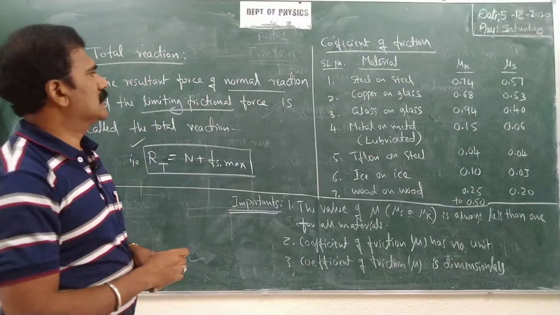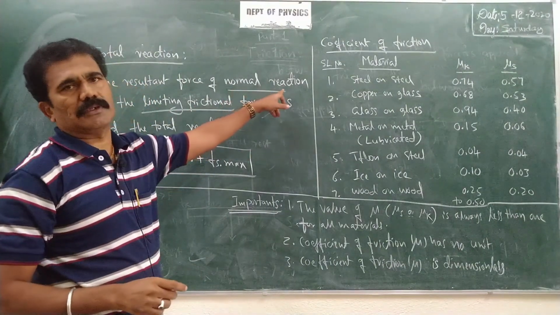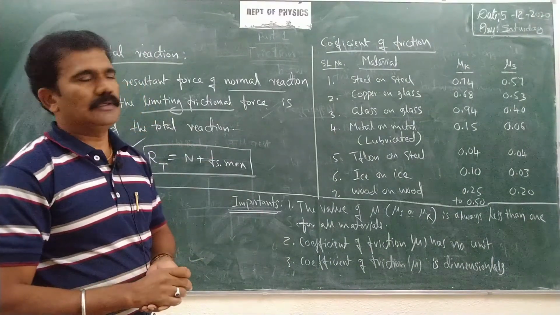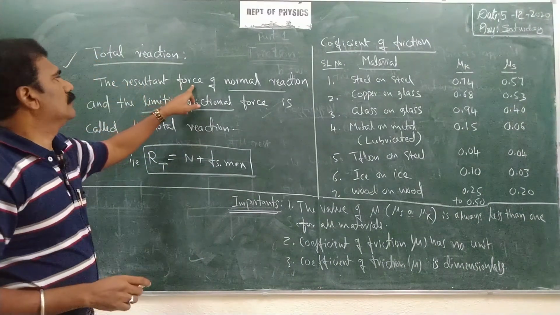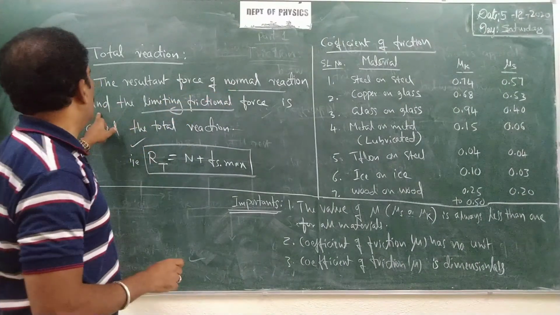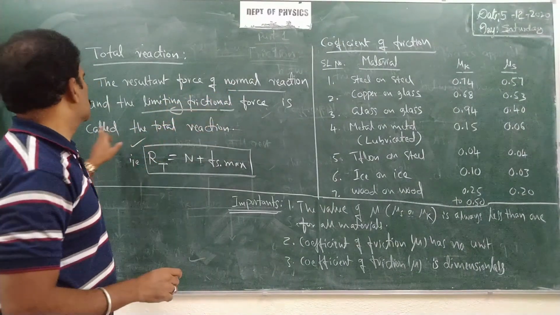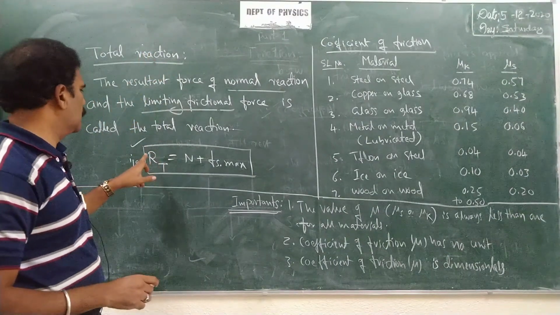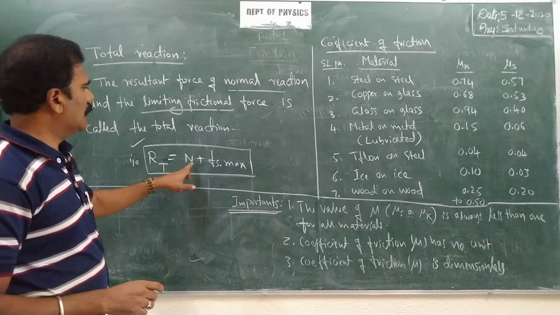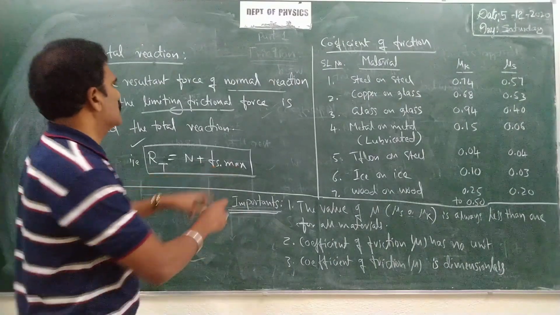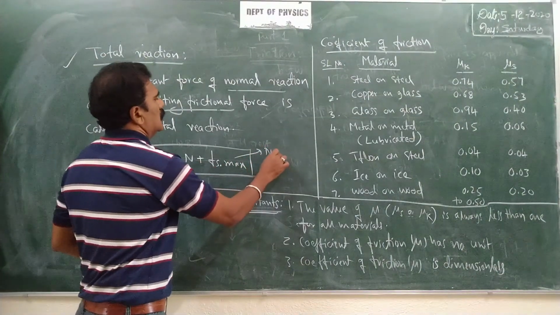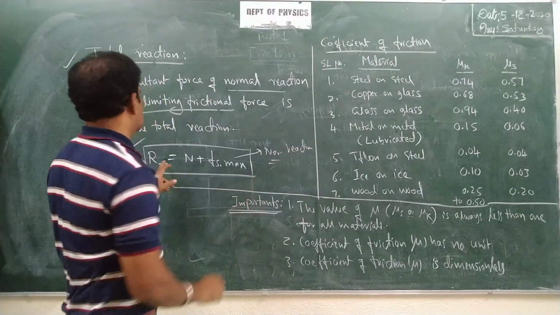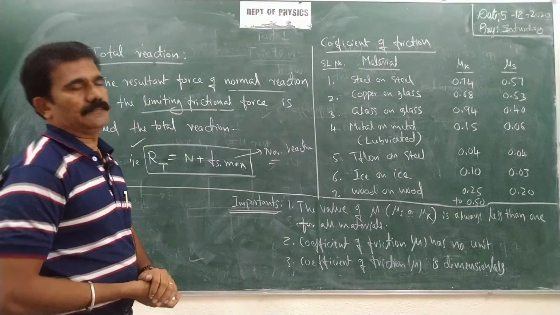Because the basic cause for any friction is normal reaction, and the maximum static friction is called limiting friction, right? Now if you consider the resultant force of normal reaction and the limiting frictional force, that is called the total reaction. So you can write the total reaction as RT is equal to N plus Fs maximum. So what is Fs maximum? This is called actually normal reaction. Clear? So this is another concept, you will get the total reaction.